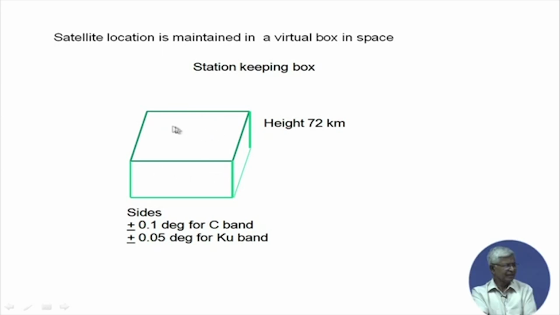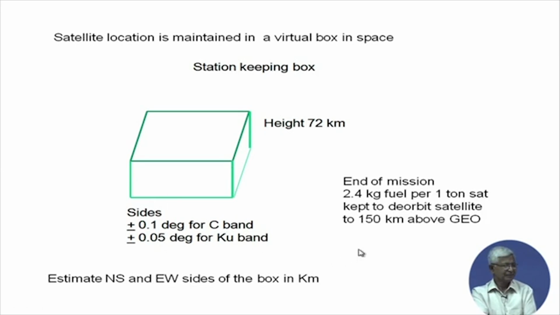These are operational arrangements, but it creates a virtual boundary within which the satellite is allowed to drift, and when it reaches the boundary, the on-board rockets or thrusters are fired to bring it back within this box. It is called the station keeping box. So you can estimate for this degree how many kilometers it will be for different types of band.